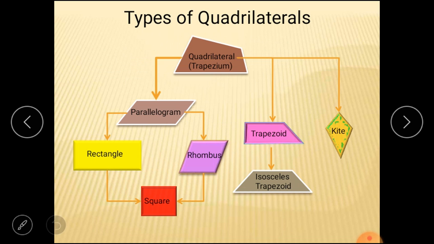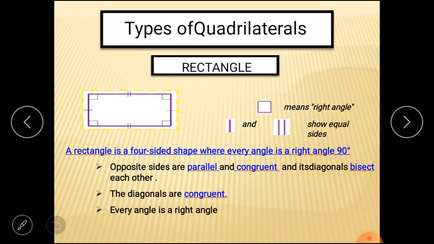Next, types of quadrilateral. Look at this diagram. The quadrilateral, or trapezium, we can call. Trapezium, parallelogram, rectangle, square, rhombus, trapezoid, kite, isosceles trapezoid. These are all the types of quadrilateral. In the upcoming slides, we are going to discuss the properties of these quadrilaterals one by one. First, we will discuss the rectangle.